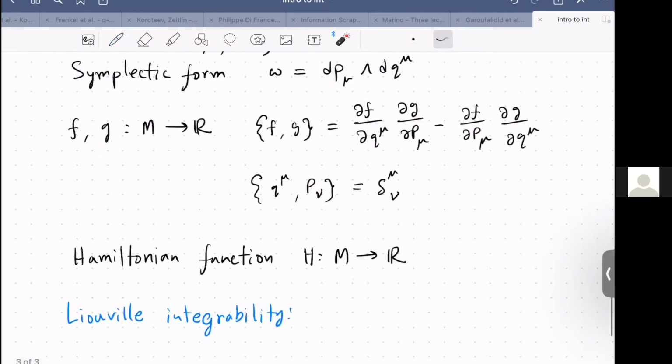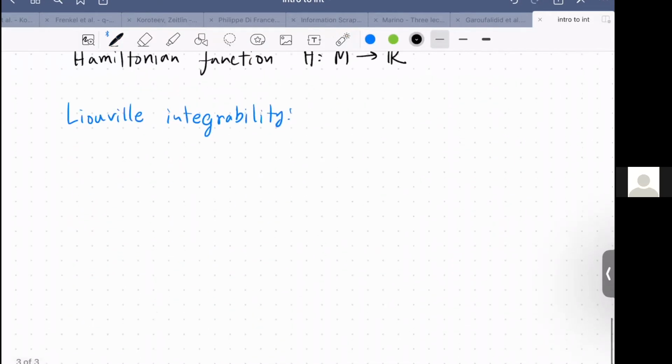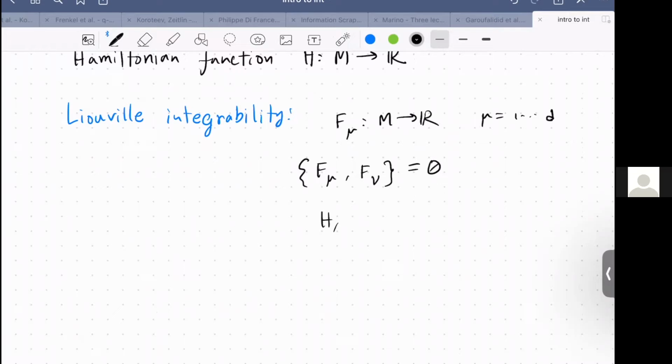So we will call such a Hamiltonian system Liouville integrable if you have functions on your phase space, exactly D functions on your phase space, such that they mutually commute with respect to the Poisson bracket, and all of them also commute with the Hamiltonian. Okay. This property is called involution. And this just means that the values of these functions are constant with respect to time evolution, right?